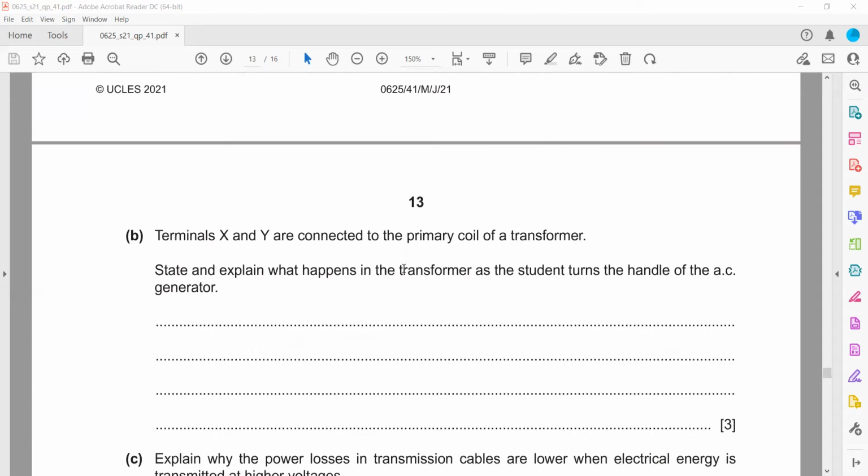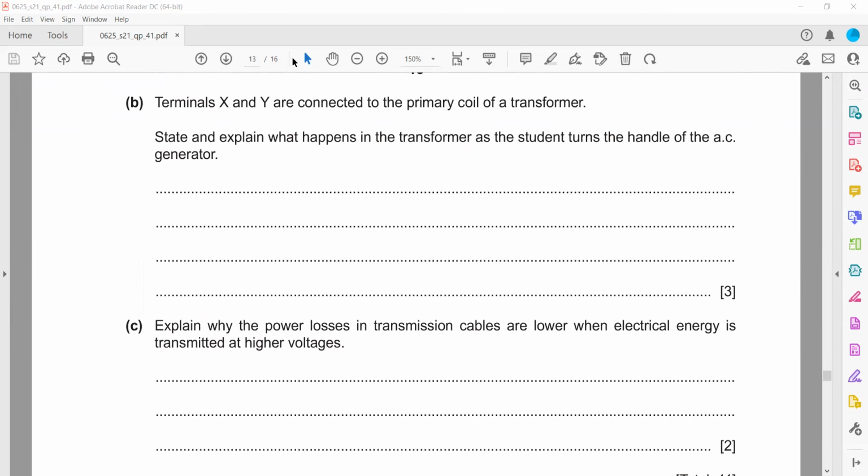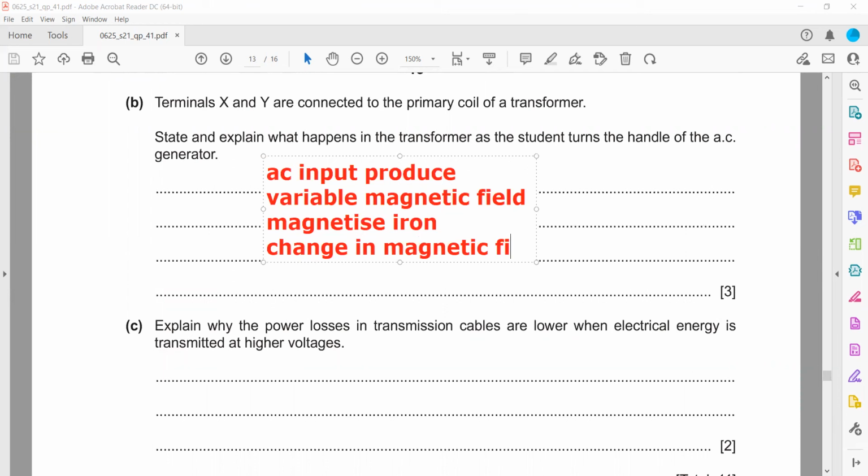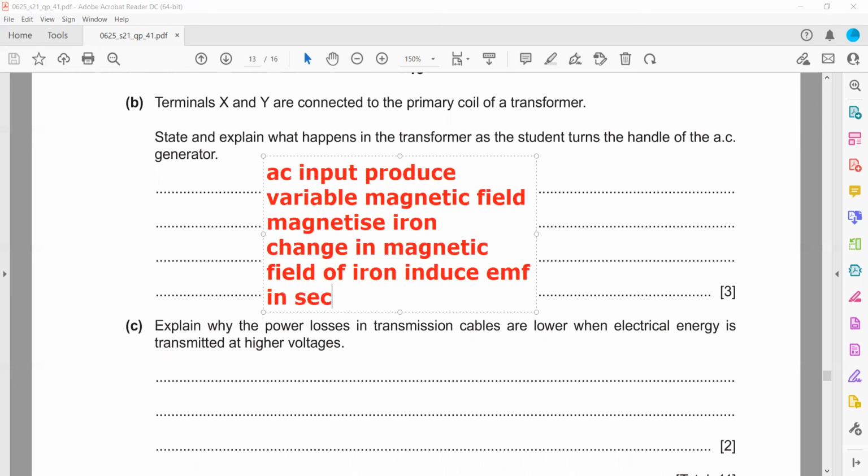AC input produces a variable magnetic field. AC input will produce a changing magnetic field, a variable magnetic field. That will magnetize the iron, and the change in the magnetic field of the iron induces EMF in the secondary. So you have to explain that, the 3 marks are for explaining the working of a transformer.